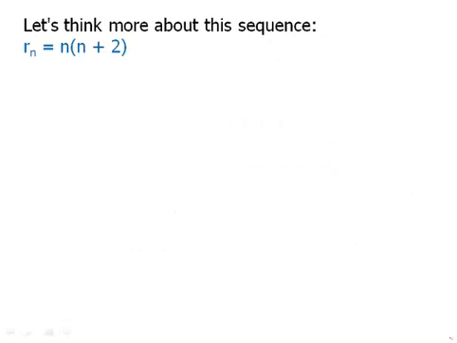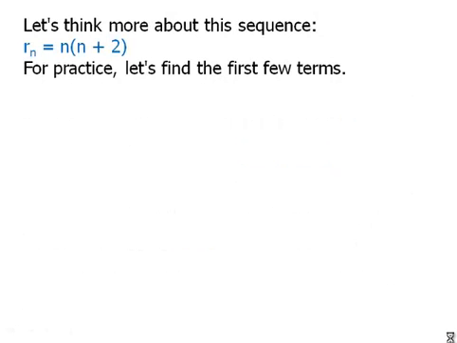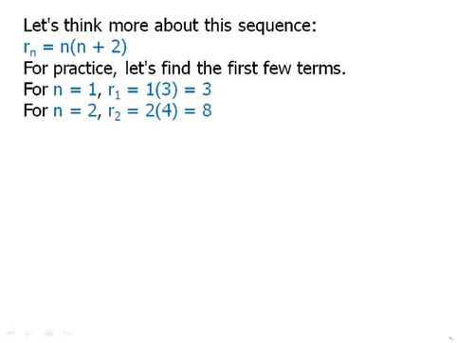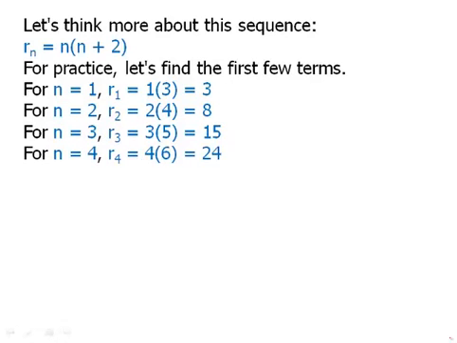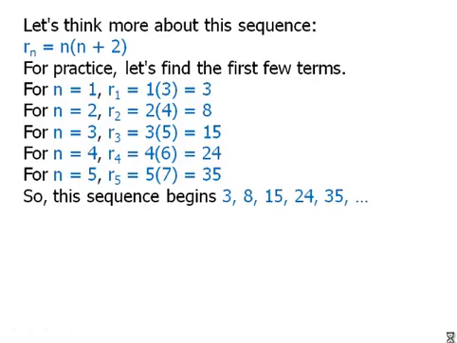Let's think more about this sequence. R sub n equals n times (n plus 2). For practice, let's find the first few terms. So when n equals 1, we get 1 times 3, which is 3. That's the first number on the list. When n equals 2, we get 2 times 4. That's 8, the second number on the list. For n equals 3, we get 3 times 5. That's 15, the third number on the list. For n equals 4, we get 4 times 6. That's 24. For n equals 5, we get 5 times 7, 35. And so the sequence begins with those numbers. Those are the first 5 numbers on the list: 3, 8, 15, 24, 35.